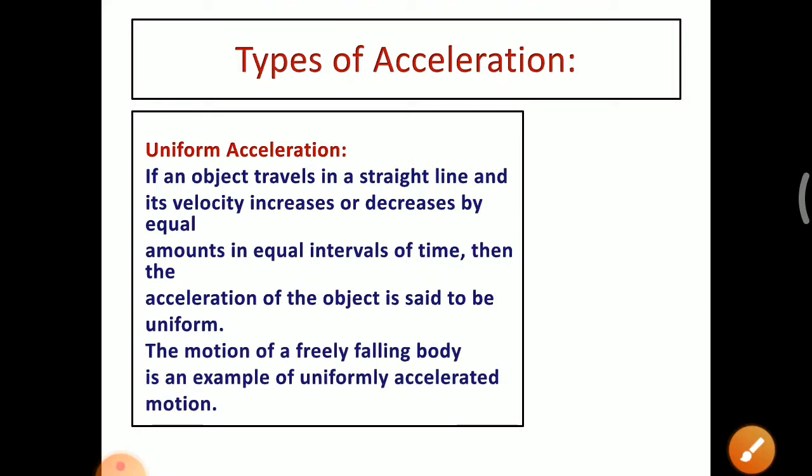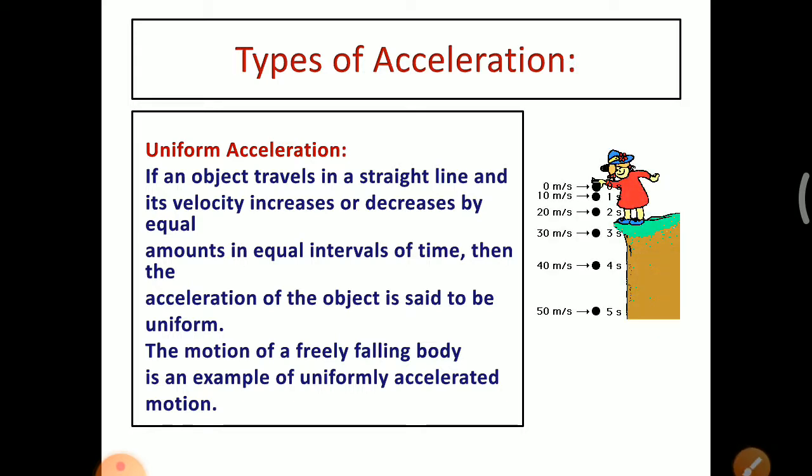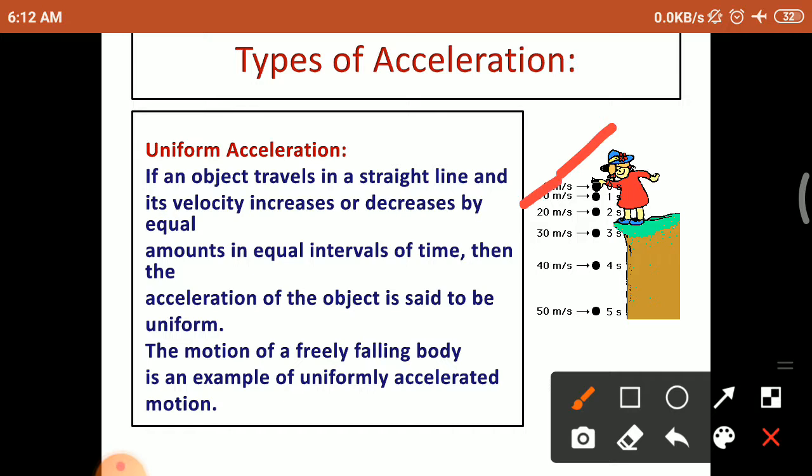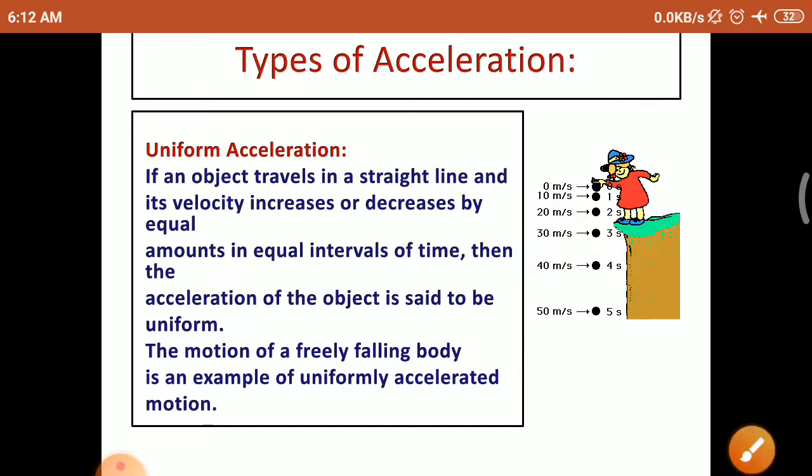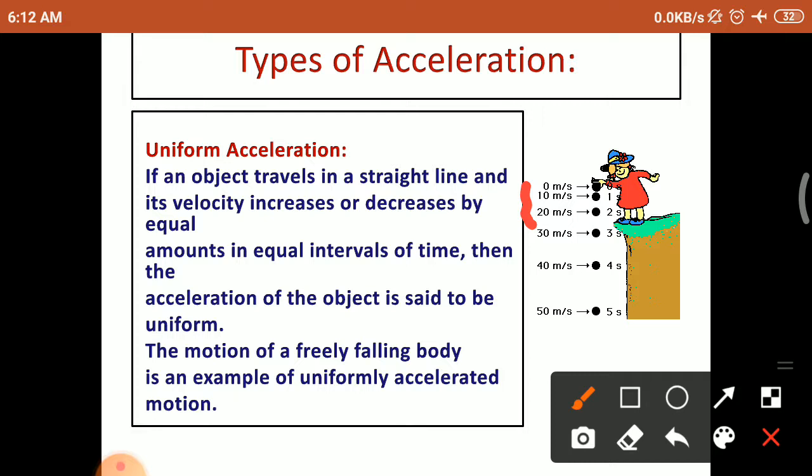The motion of a freely falling body is an example of uniformly accelerated motion. See here, 0 meter per second, 10 meter per second, 20 meter per second, 30 meter per second, 40 meter per second, 50 meter per second. They give one velocity. If you take the difference between these two, it is 10, and this is 10. So the object covers equal distance in equal intervals of time. Then this type of acceleration is said to be uniform acceleration.